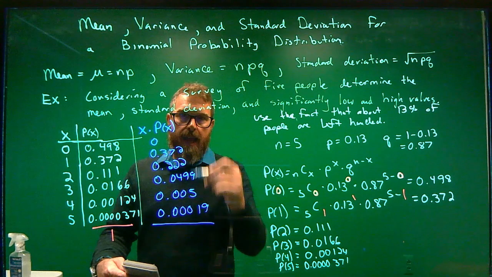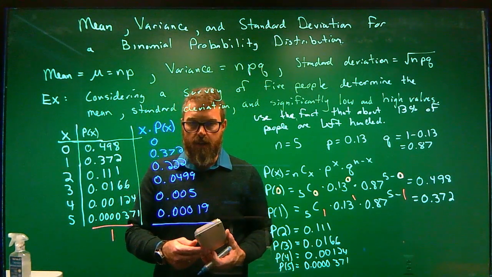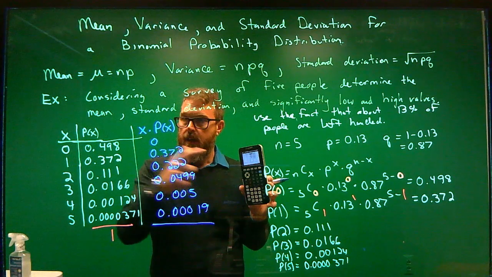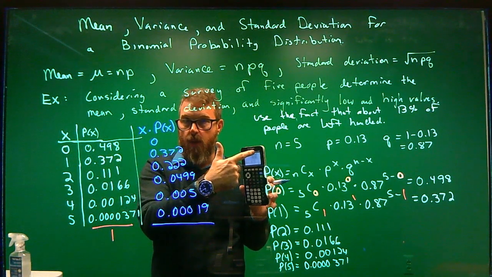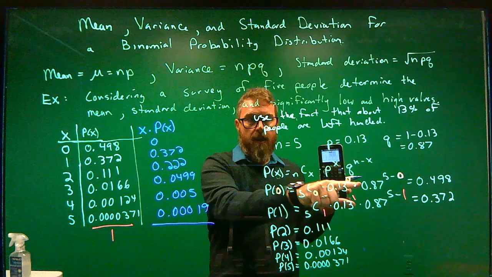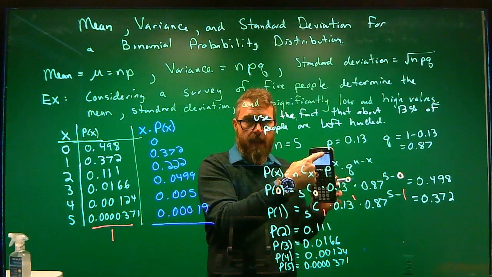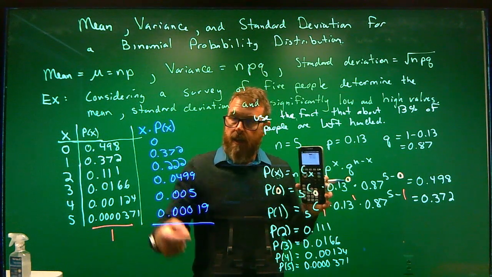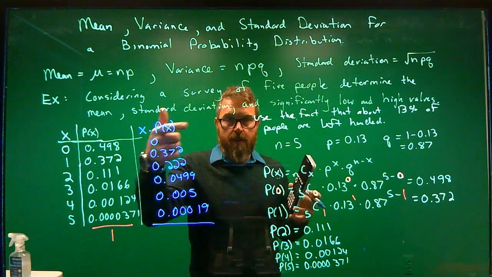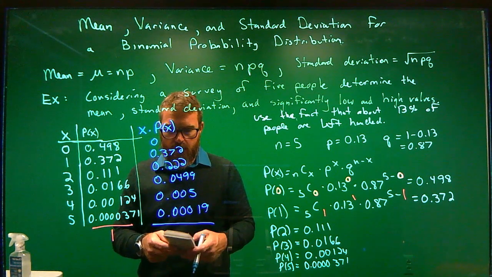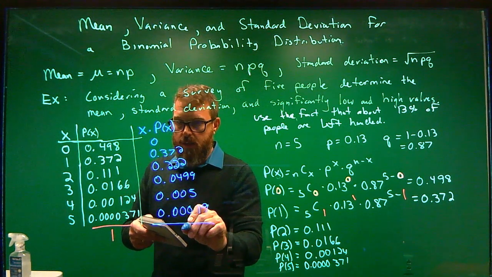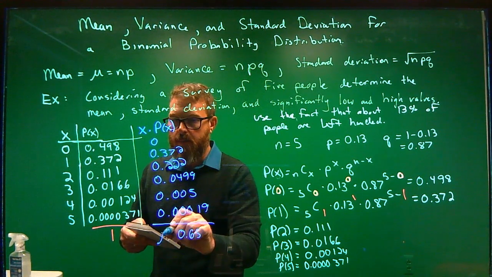Now what's going to happen here is when I add this column, I'm using my calculator. What's nice is you can type 0, 1, 2, 3, 4, 5 into L1. You can type these probabilities in, or you can go into L2 and enter the binomial formula: 5 choose L1, times 0.13 to the L1, times 0.87 to the 5 minus L1. Hit enter, and it'll generate all those values for you. The way I generated this column is I went to L3 and just did L1 times L2. So now I'm going to sum these up. Stat, calculate, add up L3, and this gives us the sum of this column, which is 0.65. That's going to be our mean.